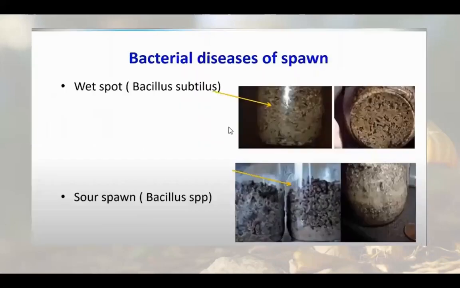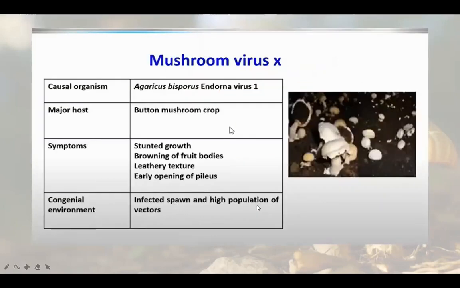Next, bacterial diseases of spawn. We know what spawn is: it is the mycelium grown on some grains. This is wet spot of spawn, which we can see in the bottle. It is caused by the bacterium Bacillus subtilis, and this is sour spawn. Sour spawn is caused by Bacillus species. Bacteria we have seen, now we have to study mushroom virus.